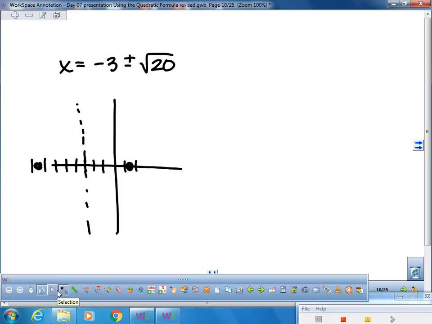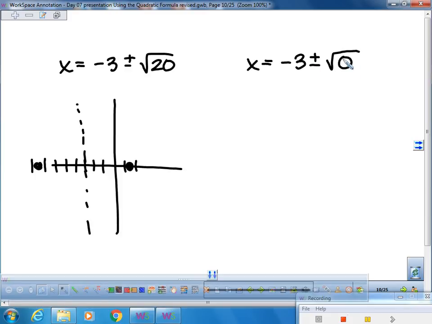Sometimes we get something like a perfect square. So negative 3 plus or minus. Sometimes we have nothing underneath there, right? Which you'll see in just a minute. What would that mean? What would that graph look like?